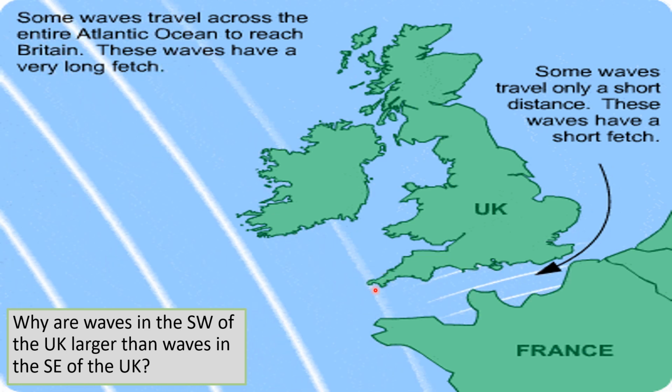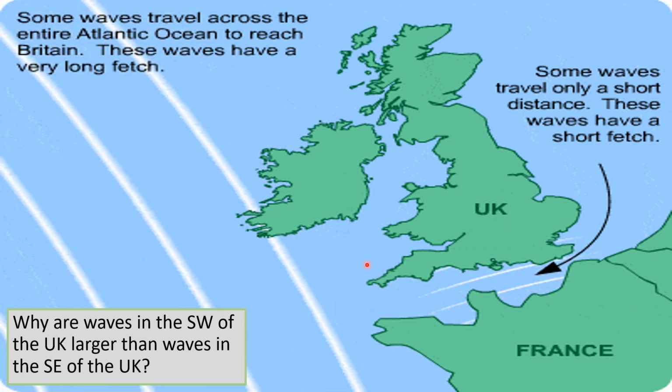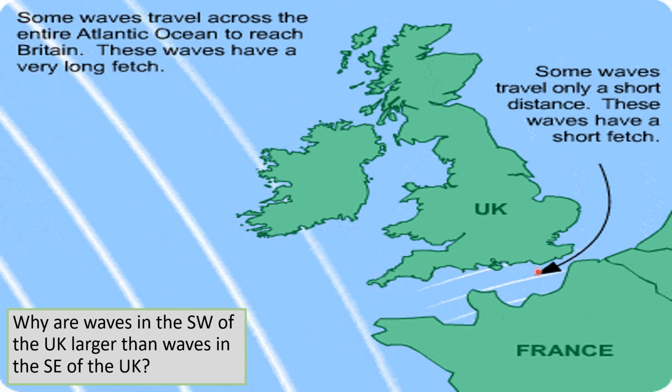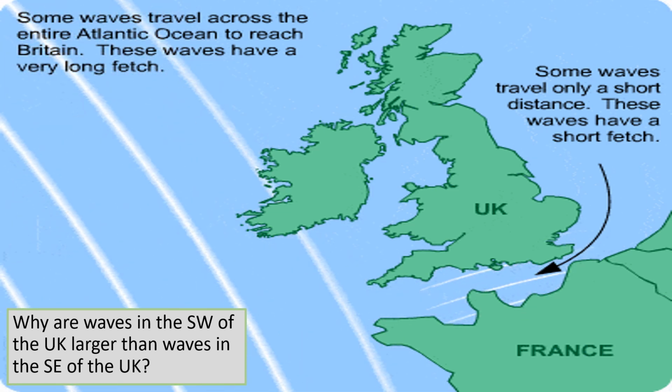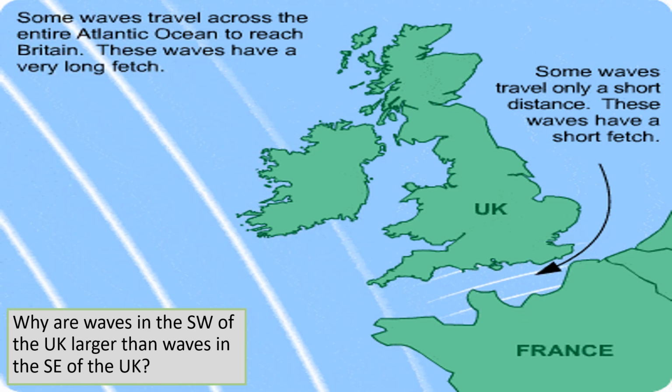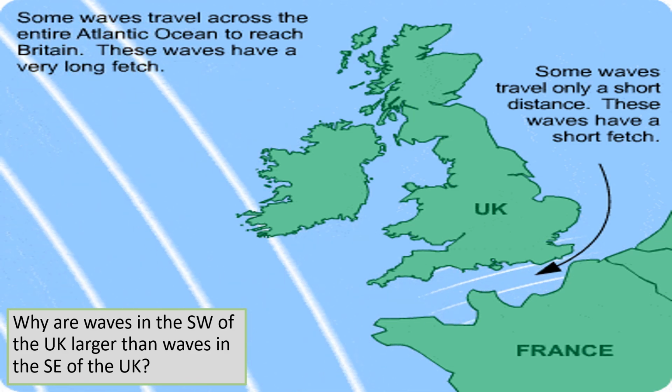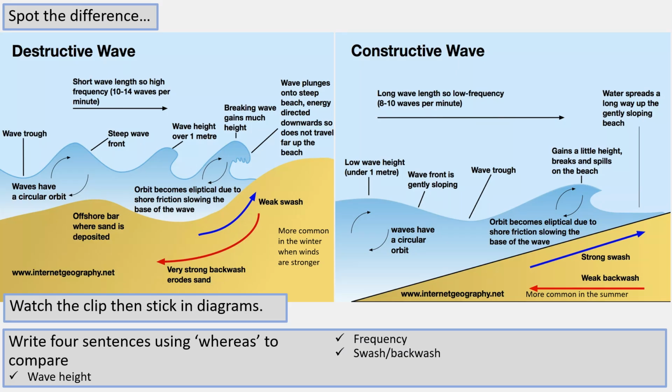So we get destructive waves approaching the coast. Waves with a shorter fetch have less energy, and these are often called constructive waves. So I've just mentioned destructive and constructive waves, and what we're going to do now is talk through and look at the different features, so what each wave is like.